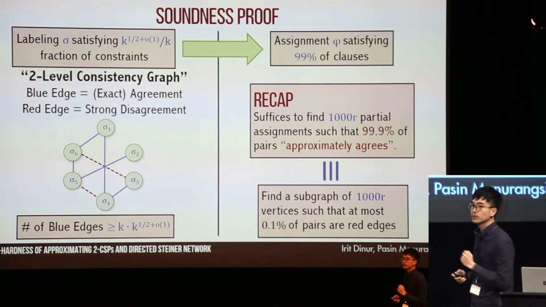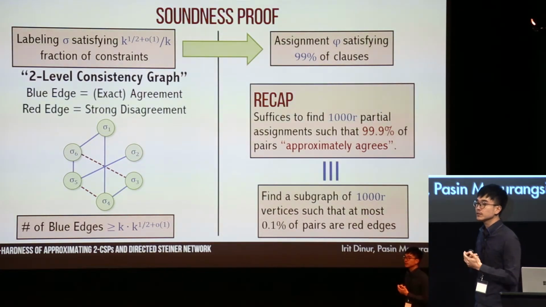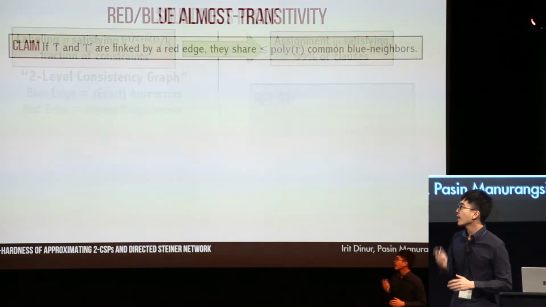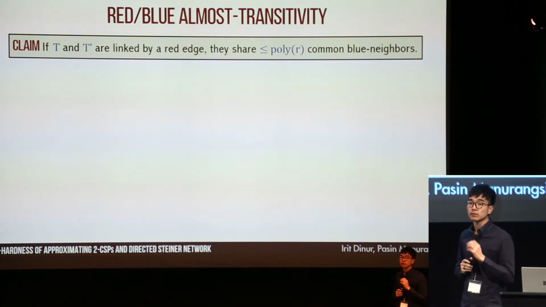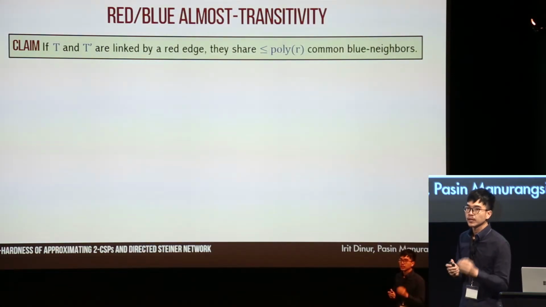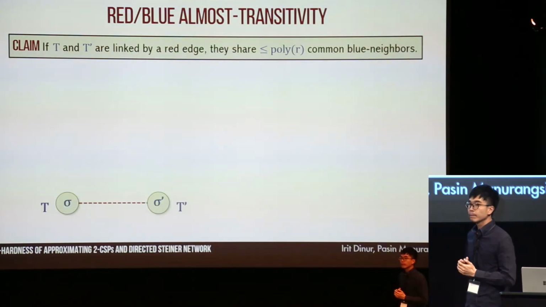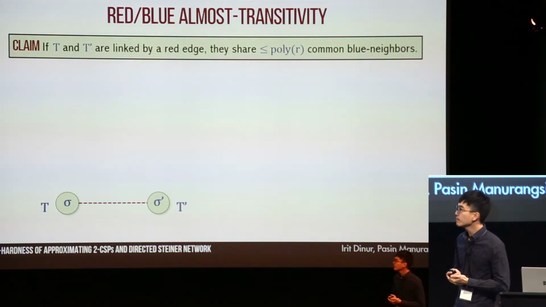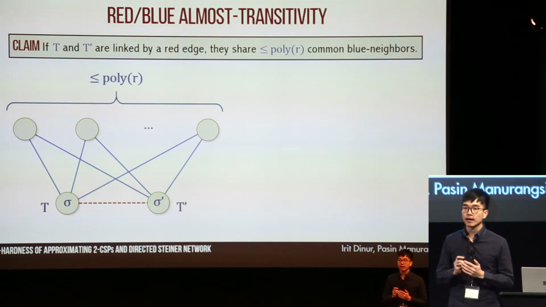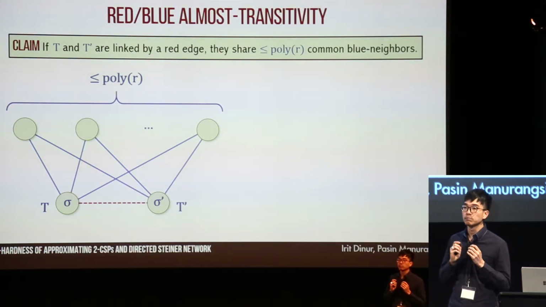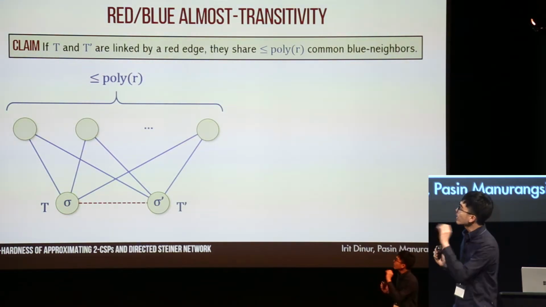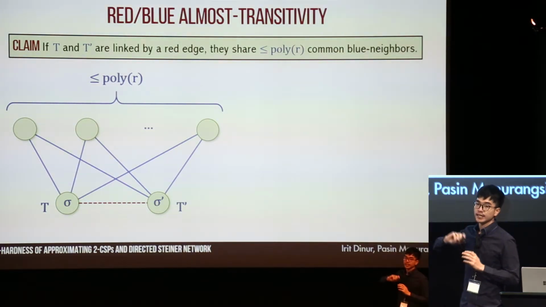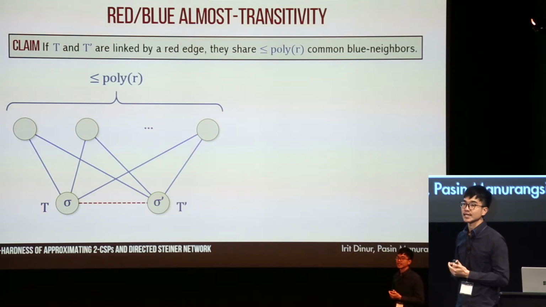Okay, so we will try to do this, and to do this, we have to exploit some sort of structure of this two-level consistency graph, and this structure I will call red-blue almost transitivity. So it says the following: if you have a red edge with two endpoints t and t prime, then they can share only a few number of common blue neighbors. And you don't have to worry about the exact number of neighbors. It's not that important, but just notice that it is much, much less than k.